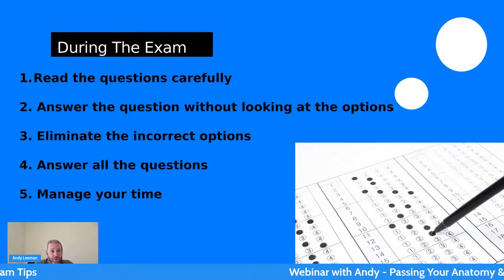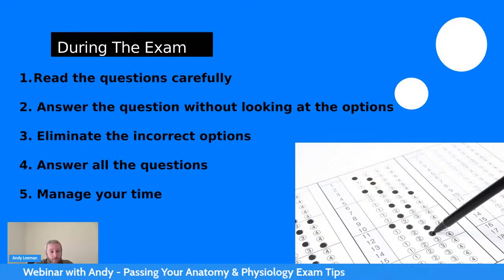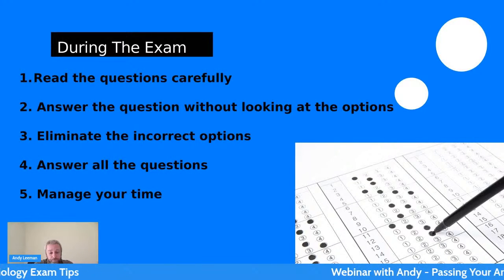Number 3 is to eliminate any incorrect options. Once you've got to that process, have a look through your options and see if there's any there that you know it's definitely not. It'll eliminate one by one. Once you've done that, you can then read the question again and see if there's any other options that you can then eliminate.